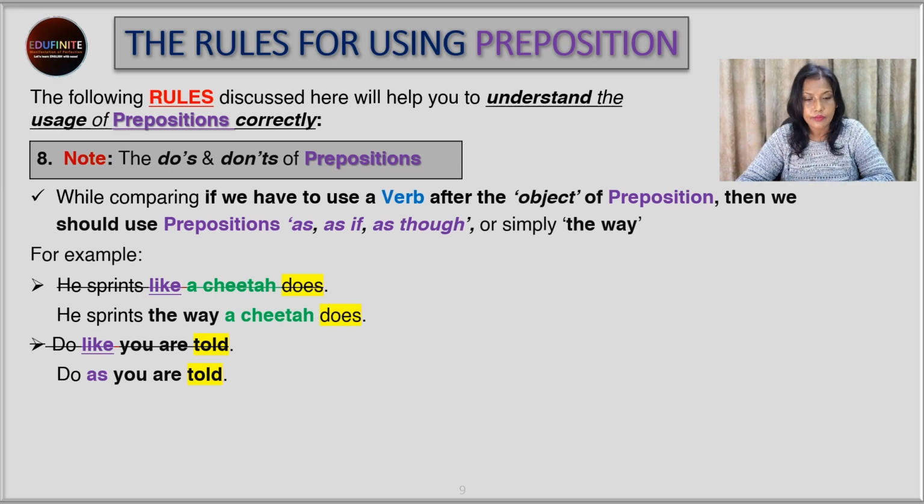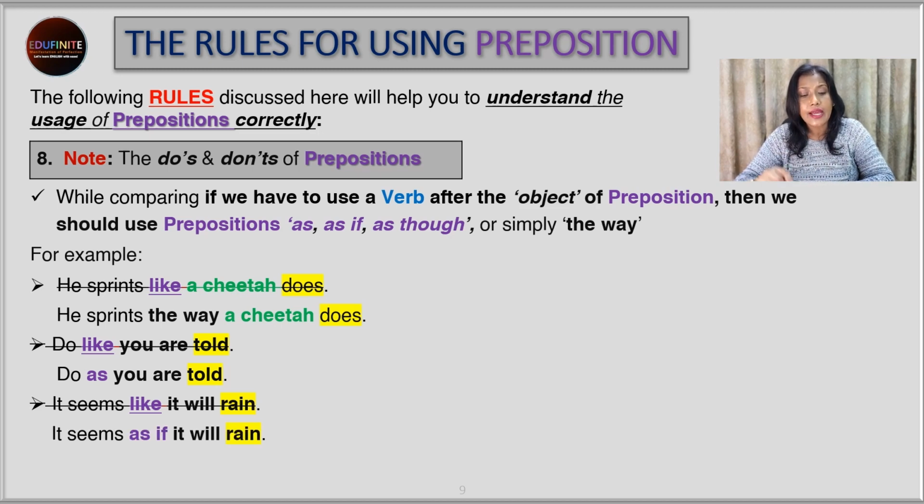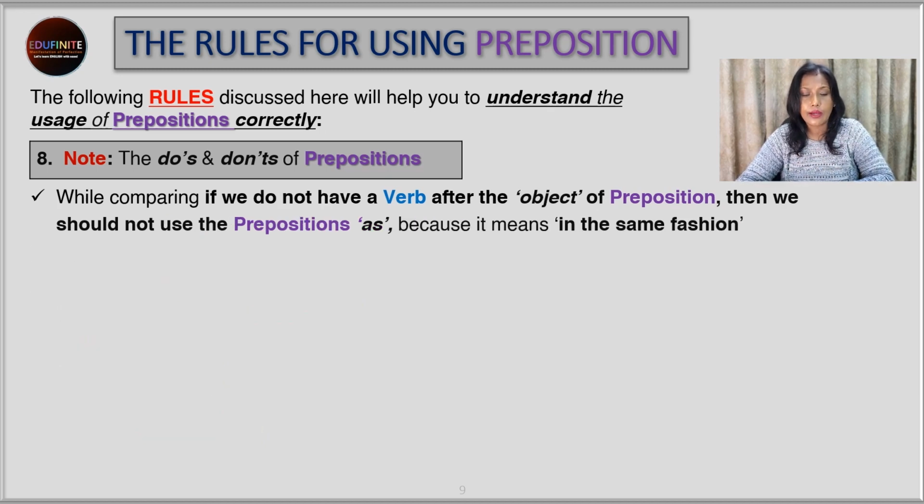So that's right. Next. It seems like it will rain. Again, like it will rain, we cannot use it that way. What can we do? We can change it and write it seems as if it will rain. So that's correct. We are using the preposition as if. It seems as if it will rain. We cannot use the preposition like over here and say it seems like it will rain. That's wrong English.